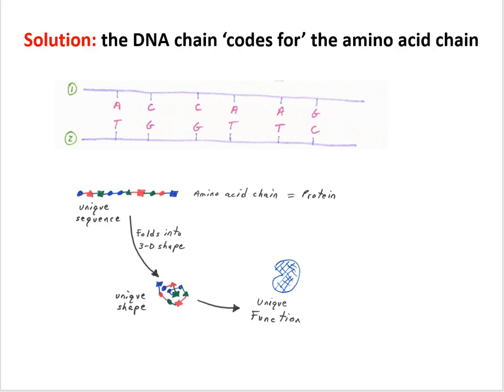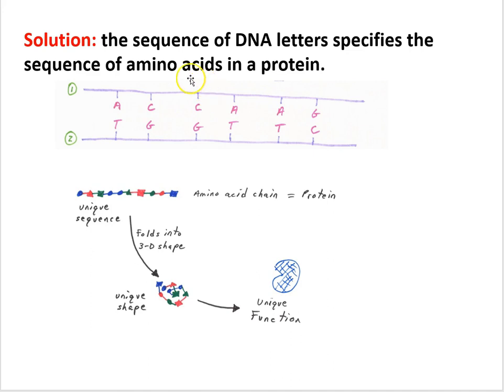So the basic idea then is that the DNA chain, this sequence here, codes for the amino acid sequence. Again, the idea then is that this chain molecule, DNA, stores the information to build this chain molecule, the protein. And we can say it again then, the sequence of DNA letters specifies the sequence of amino acids in a protein. So the sequence along one strand of DNA is the recipe to put amino acids in a certain sequence to make a certain protein.